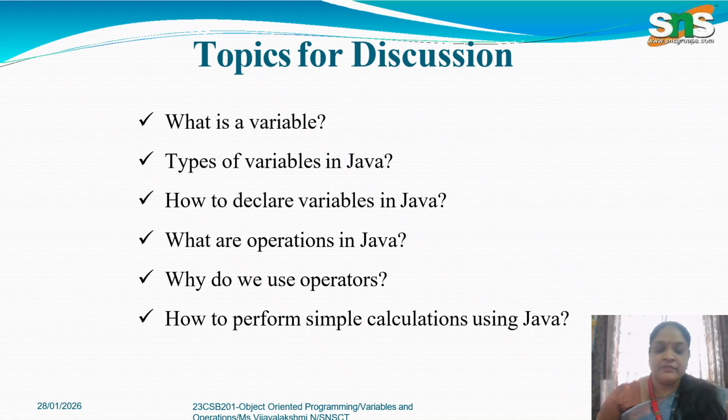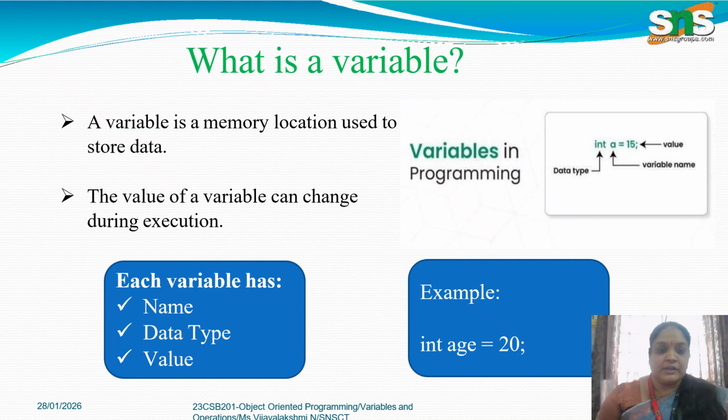In the previous video, we discussed the OOPS concepts. Totally, we have 7 OOPS concepts: object, classes, inheritance, polymorphism, encapsulation, abstraction, and message passing. We saw those concepts in detail in the previous lecture video. Now the new topic which we are going to discuss here is variables and data types, variables and operators. So let me start with the introduction.